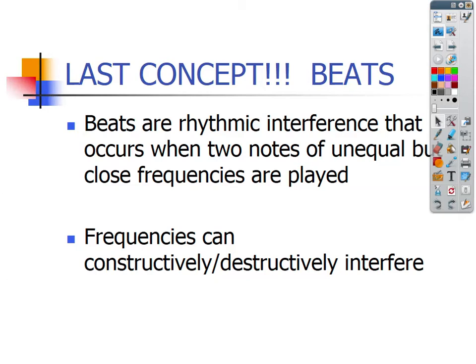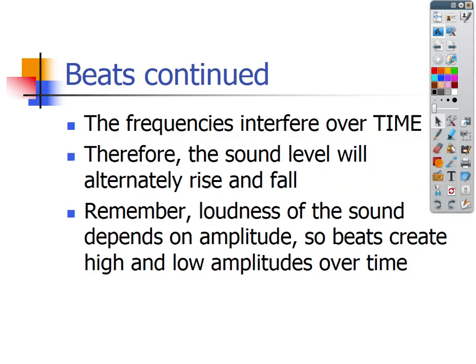So because we have this increase and decrease in sound, we have both constructive and destructive interference occurring with beats. So it's another form of interference. It's a property involving interference. So again, these are frequencies that interfere over time. Okay, so that means again we have this alternating rise and fall of sound.